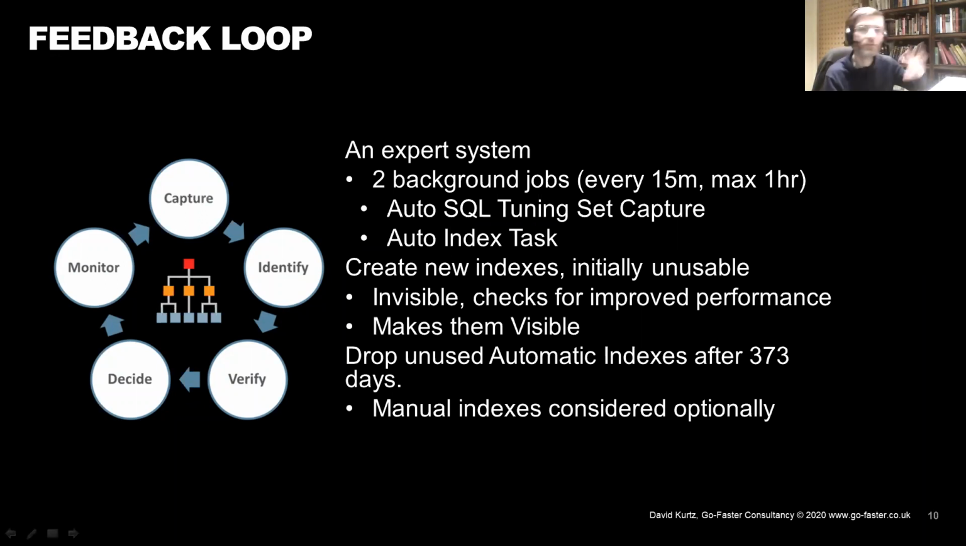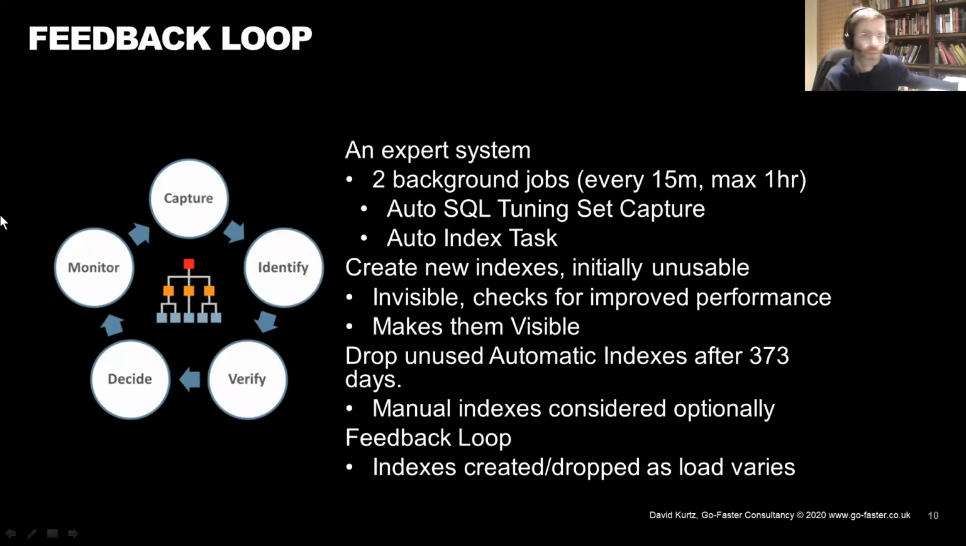So it creates this feedback loop, and every presentation you'll ever see about automatic indexing has this diagram on the left-hand side. It looks at what's going on, makes suggestions, tests the suggestions, puts them into production, and continues to monitor them. And it might change its mind in the future if that's appropriate. And although it takes quite a while for indexes to be dropped, part of the feedback loop is it will change its mind about indexes, or it will drop indexes that it thinks are not beneficial.